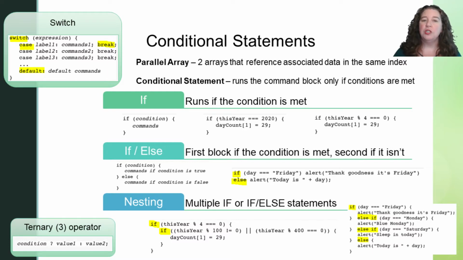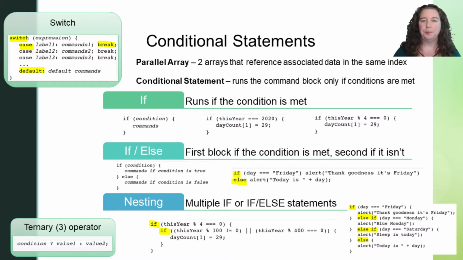We also have the option of using parallel arrays, or arrays of two arrays that have the exact same reference to specific items. With our calendar control, we have an array of the months of the year, and we have an array of how many days are in that month. The 0th index in both refers to January. The first index in both refers to February. So being able to have a parallel array allows us to use the same index number to refer to two different values.